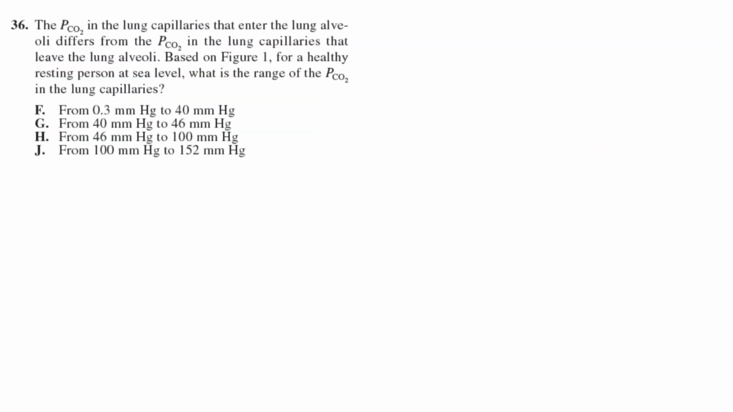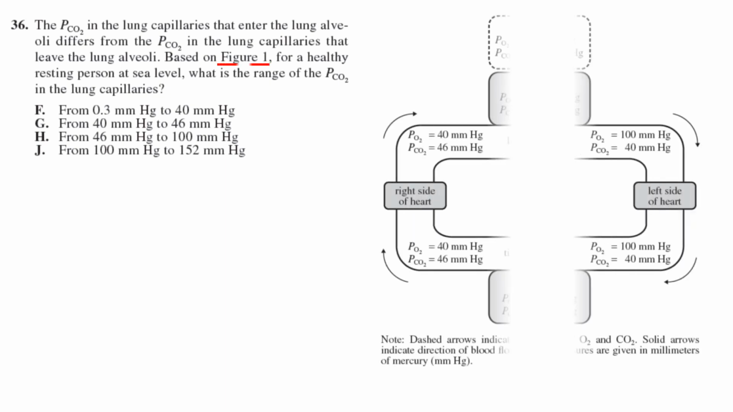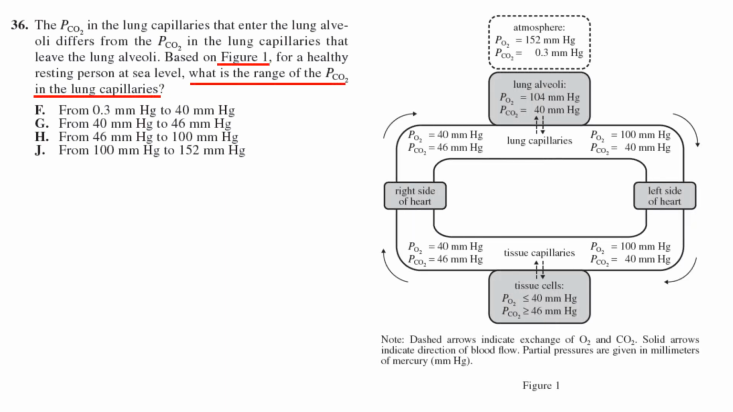So number 36, we're doing the reread on this, remember. So based on figure 1, what is the range of the pressure of CO2 in the lung capillaries? We need to also understand that the arrows indicate the direction, so that it enters and then it exits, right? Leaves. So when it enters, the pressure is 40. We see that in choice G. When it leaves, the pressure is 46. We also see that in choice G. So range is difference between the highest and the lowest. So 40 to 46. So G.